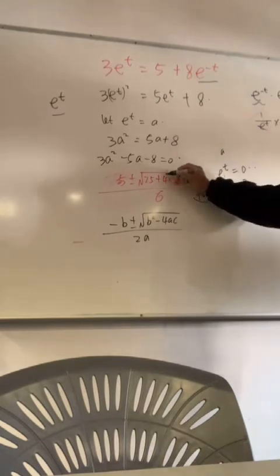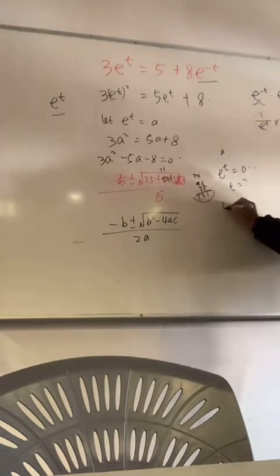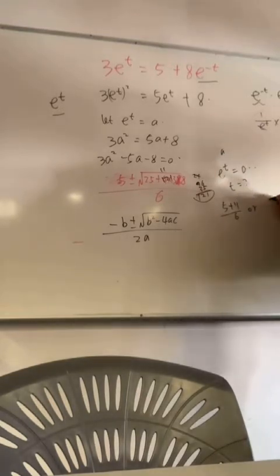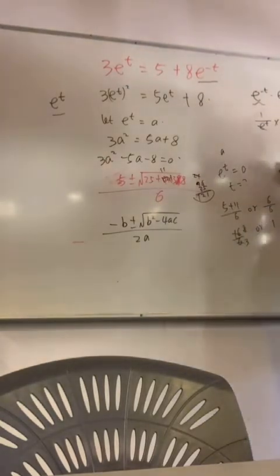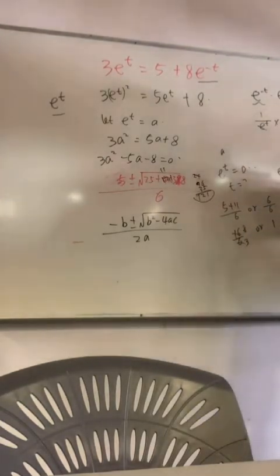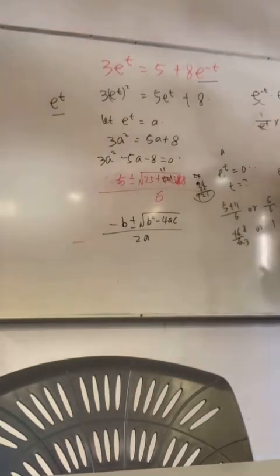Yeah. This is 1, 2, 1, which means this is 11. So 5 plus 11 over 6, or 5 minus 11 over 6. So that would be 2 or negative 1 over 3. So e^t will equal 2 or e^t equals this, and then t equals something we will learn, log something. Alright? Yeah, so we will learn that.